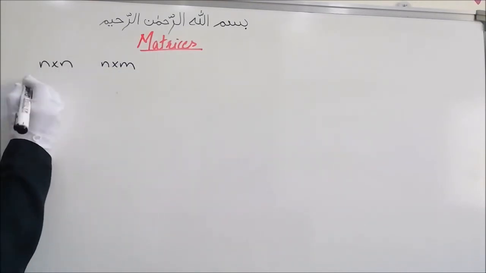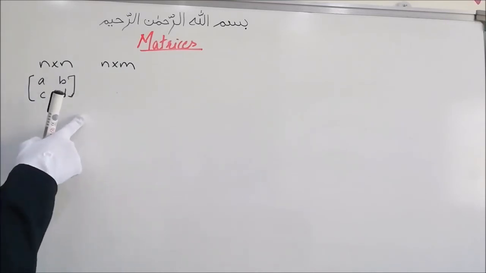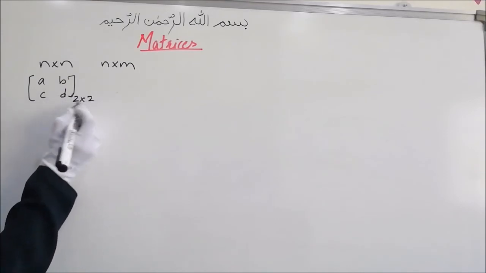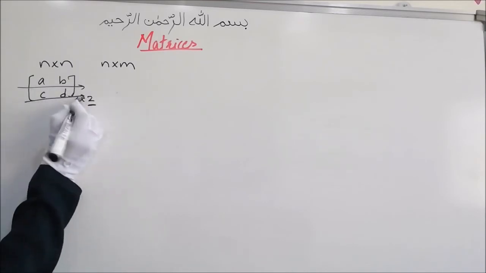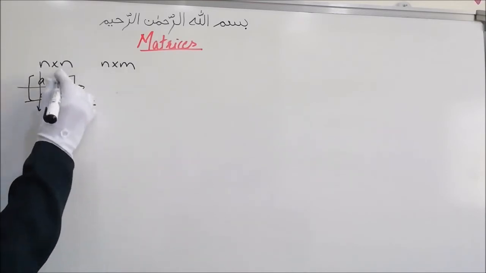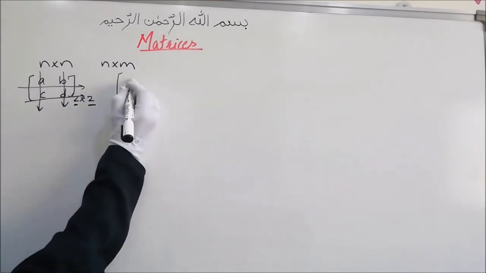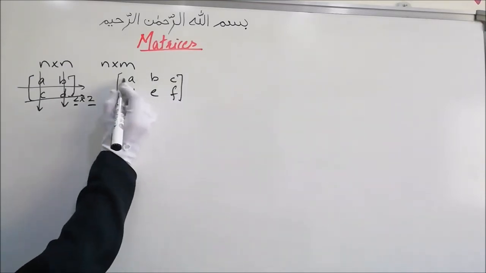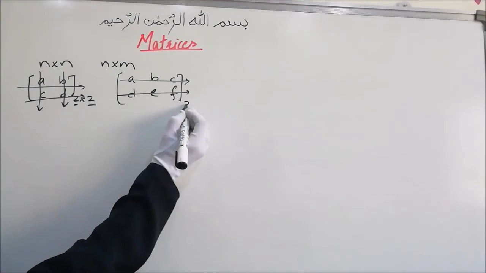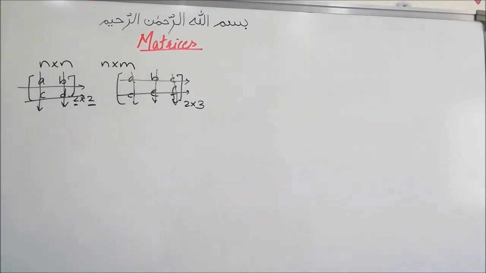Like a 2 by 2 matrix A, B, C, D, this is a square matrix of order 2 by 2. This is the number of rows and this is the number of columns. Rows you will go like this, first row, second row. Columns you will go like this, first column, second column. Now for an n by m matrix, it can be A, B, C, D, E, F. So this is the number of rows, 1 row, 2 rows, and the number of columns, 1 column, 2 columns, 3 columns, a 2 by 3 matrix. It is a rectangular matrix and this is a square matrix.